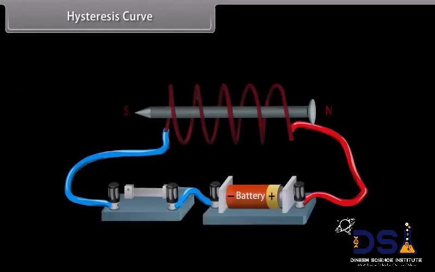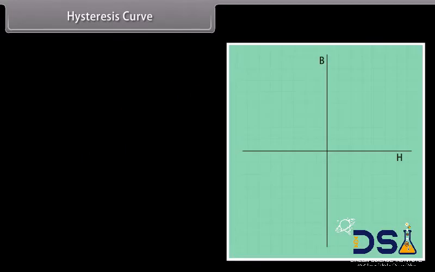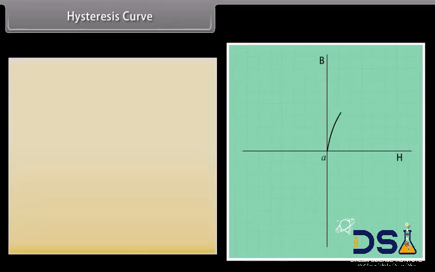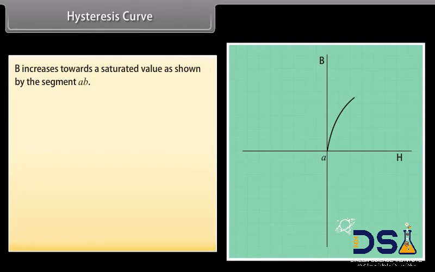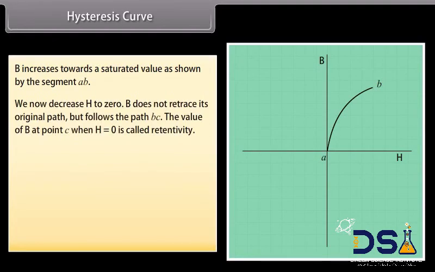Hysteresis curve. We consider a ferromagnetic material inserted in a solenoid. Initially, both H and B are 0. We increase H by increasing the current. The magnetization and hence B increases to its saturated value as shown by the segment AB. We now decrease H to 0. B does not retrace its original path but follows the path BC.